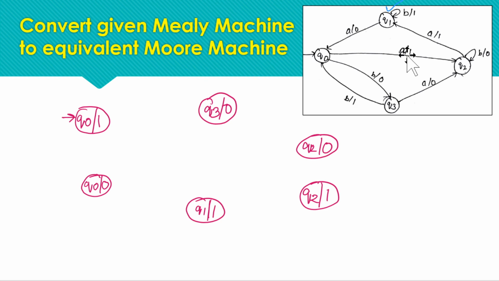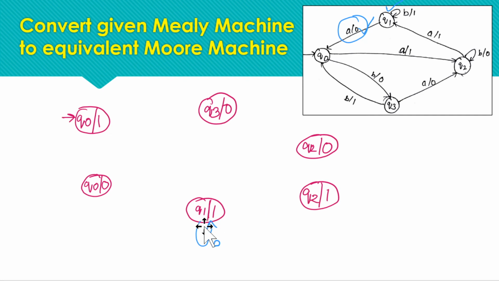We are having this self loop of B. So from Q1 we just need to draw the self loop of B for output 1, and we are at Q1 only. Next we have one more outgoing from Q1, that is this, for input symbol A to the state Q0 with output 0. So we are moving from Q1 to Q0 with output 0.